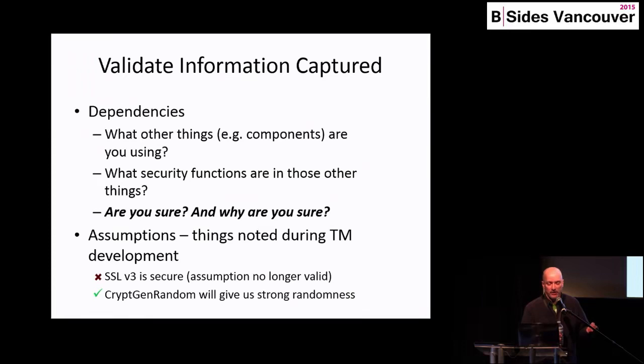Gee, SSL v3 is secure. Well, it used to be. I claim that that's no longer a valid assumption, as evidenced by some of the stuff that was announced in mid-October. In the Windows space, a valid assumption today is that CryptGenRandom gives us strong randomness. I know several engineers on the Windows team who have staked their careers on that. If it isn't true, then it's a bigger issue than any individual product.